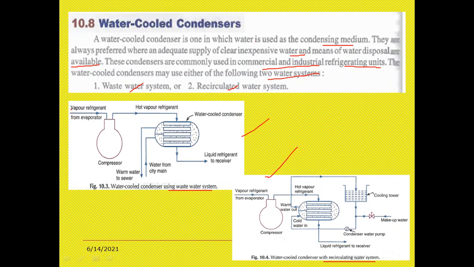See the wastewater system here. From the evaporator, the vapor refrigerant passes into the compressor, and from the compressor the hot vapor refrigerant passes into the water-cooled condenser. The refrigerant in vapor form is passed into the condenser where it is cooled by the water, and thereby the liquid refrigerant is passed to the next unit, that is a receiver, right? Here in the water-cooled condenser, the water is coming inside and the water is going outside through the tubes.